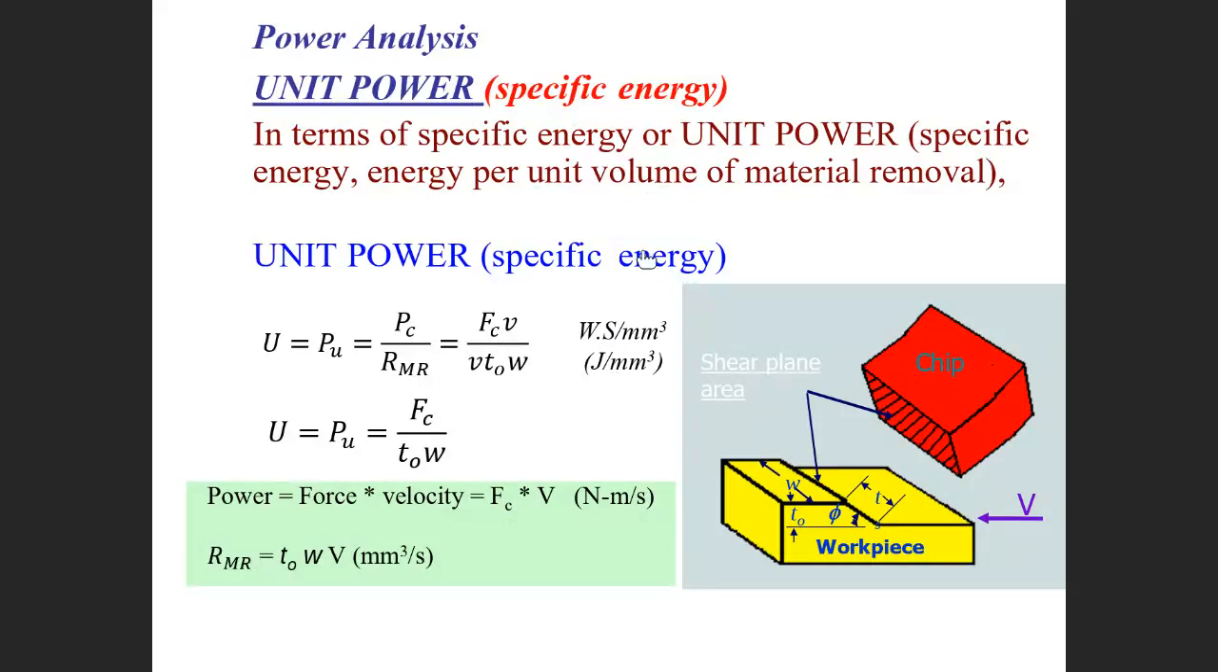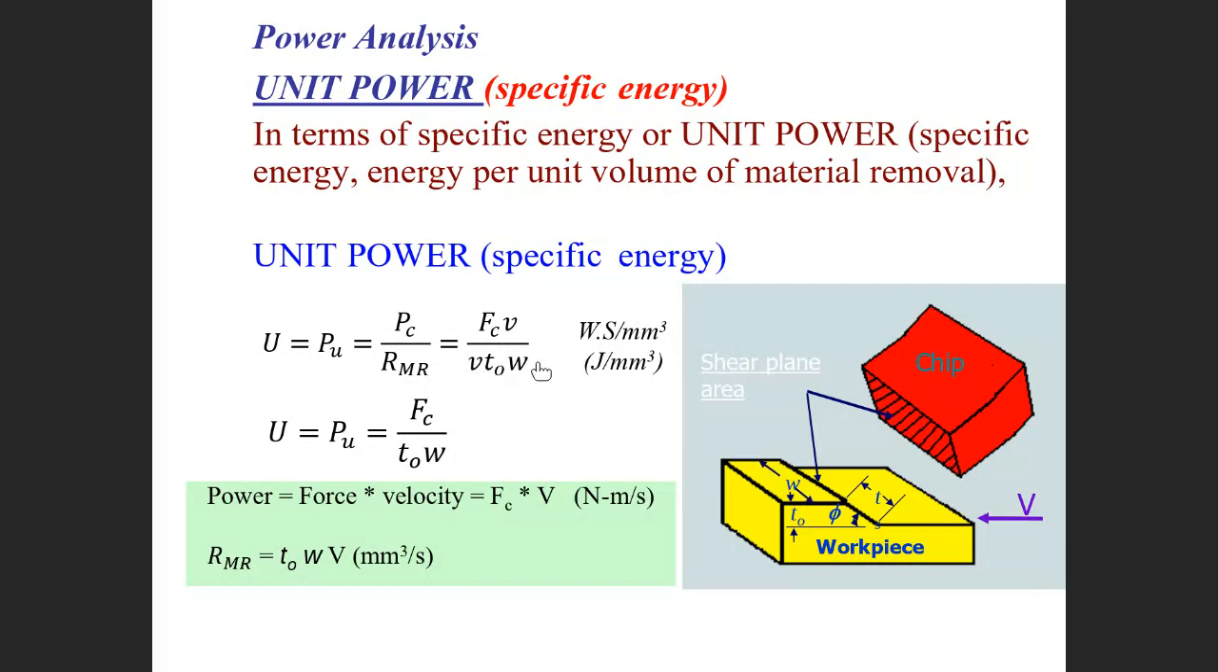Unit power is the power divided by the material removal rate. The material removal rate is V·t0·w, or V·f·d, the same meaning, because t0 equals f. Here t0 is the uncut chip thickness, equal to millimeters per revolution, meaning the tool will cut t0 and another t0 and another t0. So t0 equals f, in millimeters per revolution, and w is the width of cut or depth of cut.